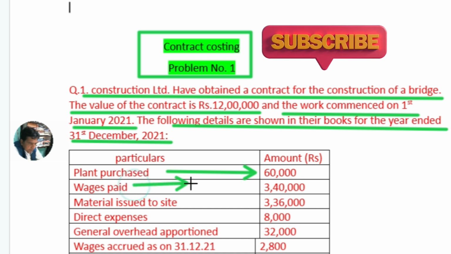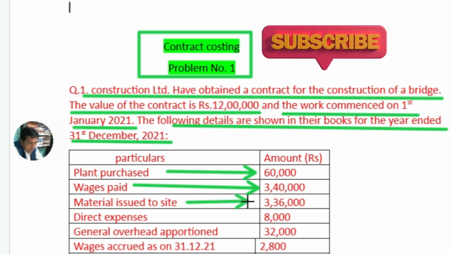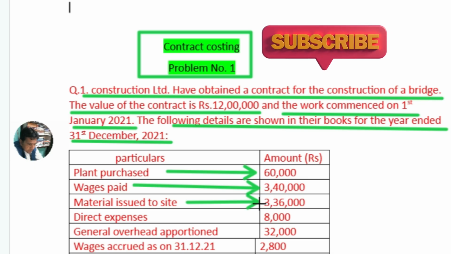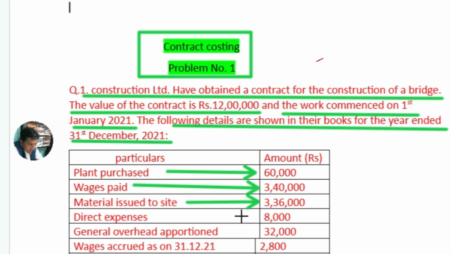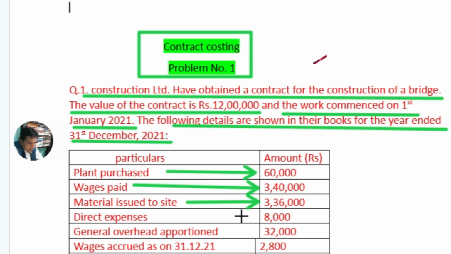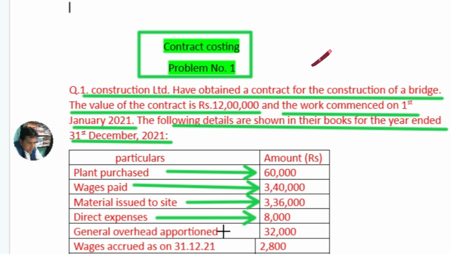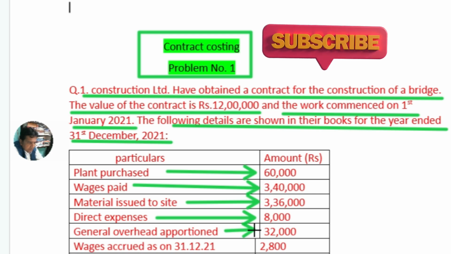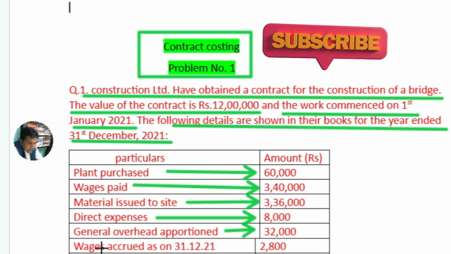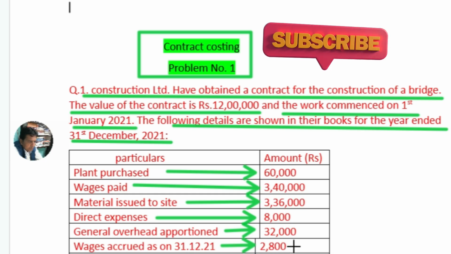Wages paid 3,40,000, and materials issued to site. So various materials are required for the construction of the bridge, like cement, bricks, iron rod, iron bar, all these are required, and these are the materials for the bridge. And the direct expenses 8,000. The general overhead apportioned to this contract 32,000. Thereafter, the wages accrued as on 31st December 2021, 2,800.